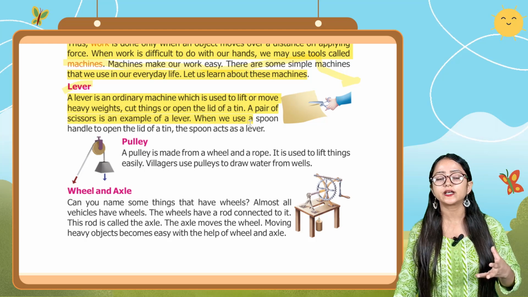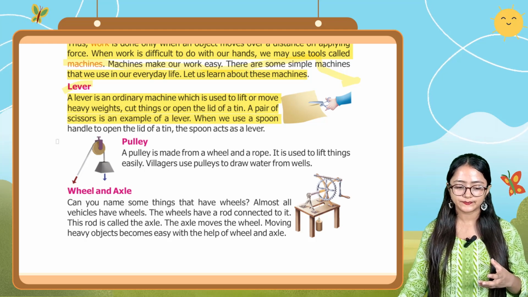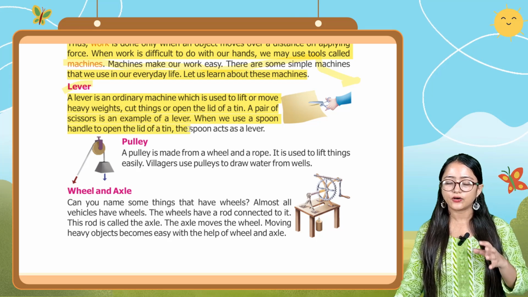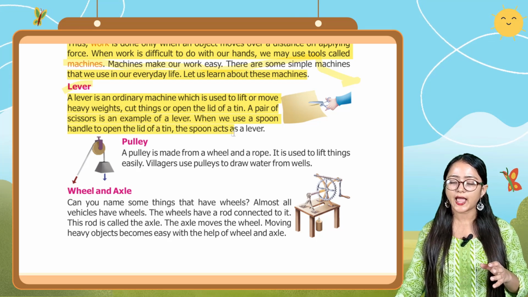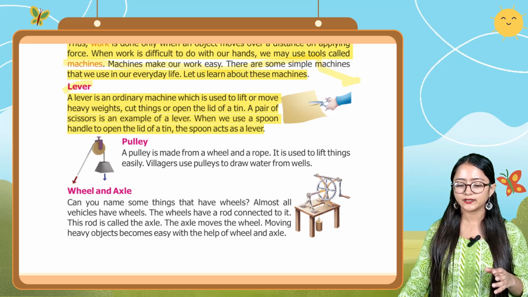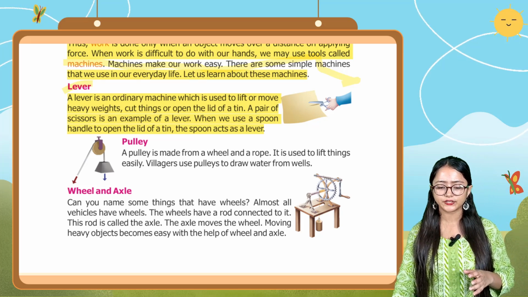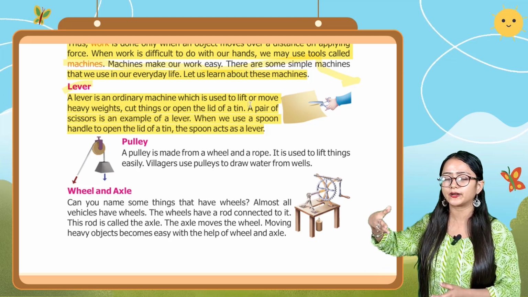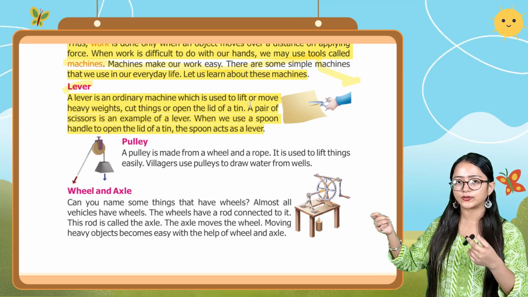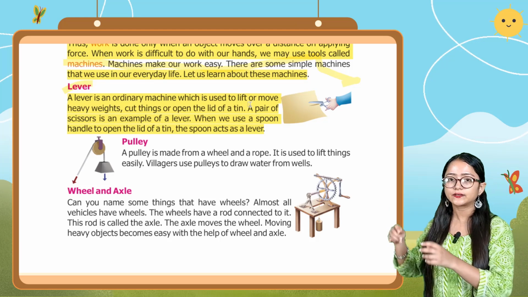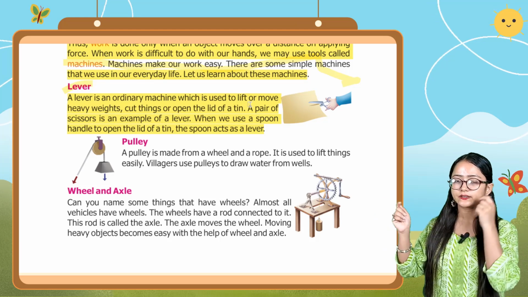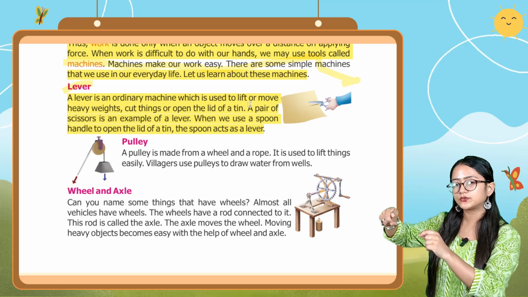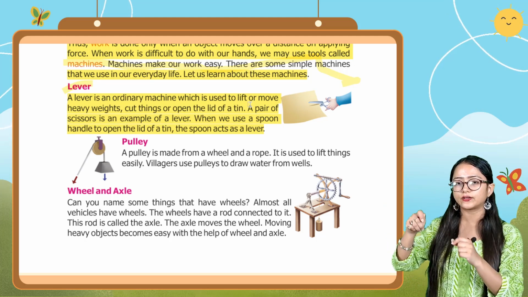When we use a spoon handle to open the lid of a tin, the spoon acts as a lever. So basically, the ordinary machines which we use in our day-to-day life, for example scissors, which we use to cut paper or cloth, come under the lever. And the long handle of a spoon, which we use to open the lid, also acts as a lever.